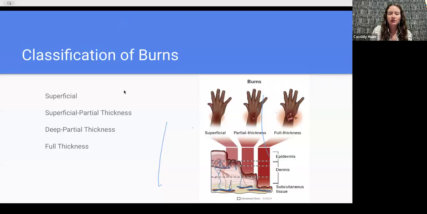So this is the classification of burns. You might have heard people in the past say things like first-degree burn, second-degree burn, third-degree burn. This is the newer terminology that we use to describe it. So we have superficial partial thickness, deep partial thickness, and full thickness. Here's a diagram showing that superficial burns cause a pink and reddish discoloration due to damage to the epidermis, partial thickness extends further down and causes things like blistering, and full thickness goes all the way down and causes further damage.